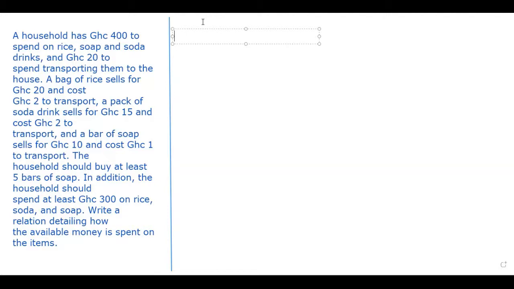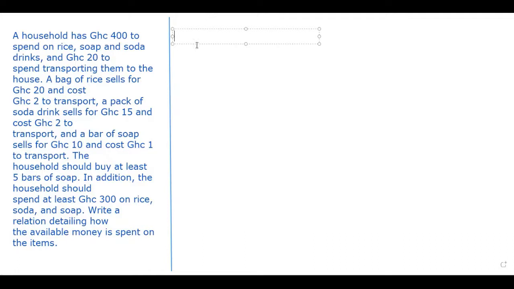All right. So we are given this problem, and don't forget that we are dealing with inequalities. We are just continuing from the previous video. We ended at the inequality, so we are just solving questions under inequalities. Now you are given this problem, and you are told that you must formulate an expression detailing how the available money is spent on the items. Now, if I may ask, how many decision variables do you have in this question?